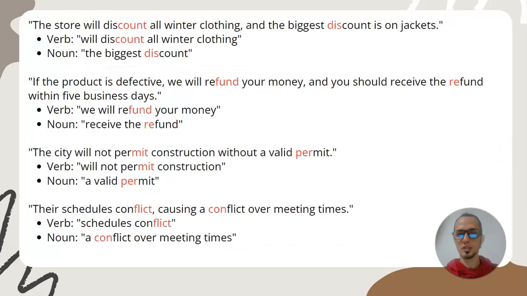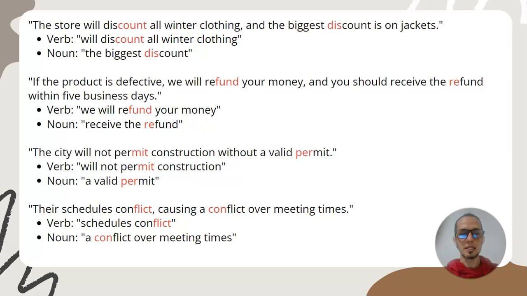Now we are going to continue with another four examples that I have written for you. The store will discount all winter clothing, and the biggest discount is on jackets. The verb, will discount all winter clothing. Noun, the biggest discount. Another statement: if the product is defective, we will refund your money, and you should receive the refund within 5 business days. Verb, we will refund your money. Noun, receive the refund.